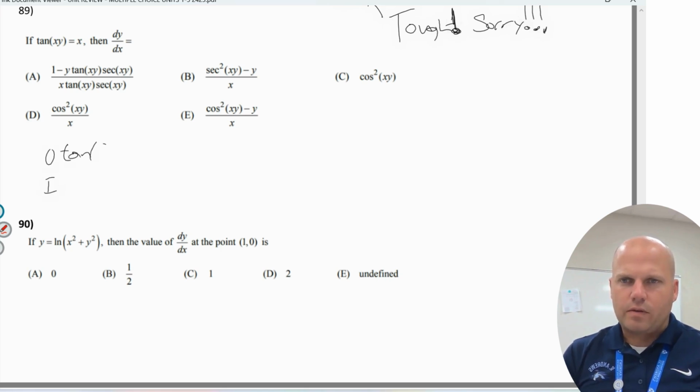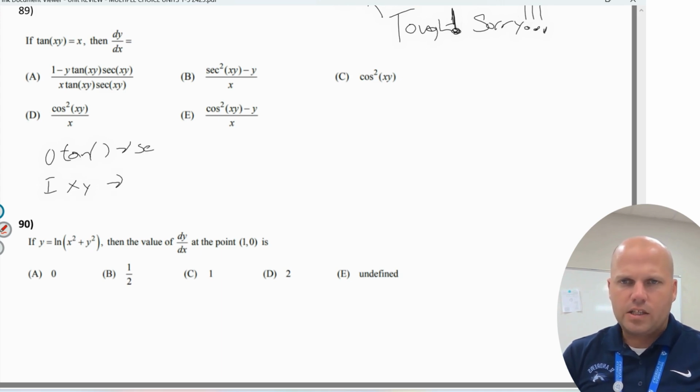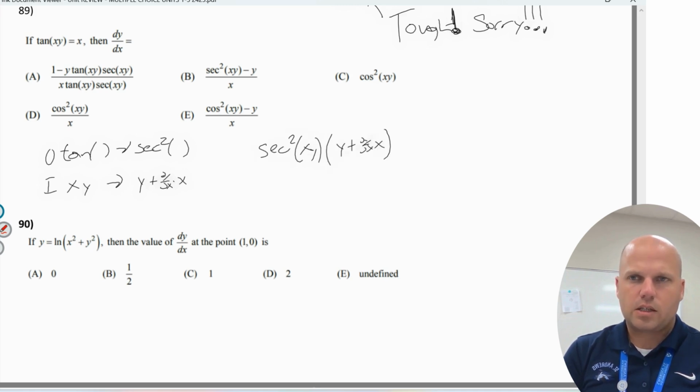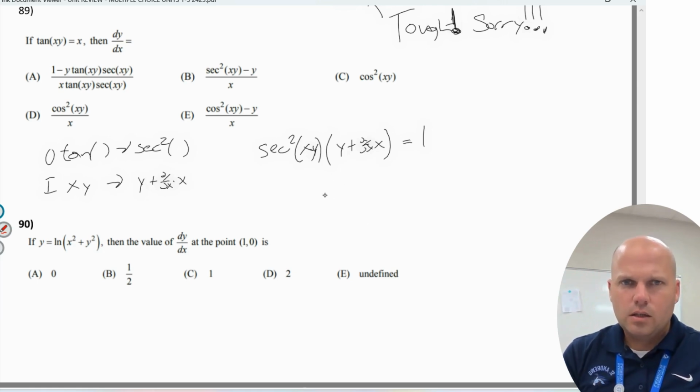I have to take the derivative of tangent using the chain rule, tangent xy. I get secant squared, and I get the slopes of x times y plus the slopes of y times x. So I get secant squared xy times (y plus dy/dx x) equals 1. dy/dx, I'm going to divide by secant xy and subtract 1 and subtract y.